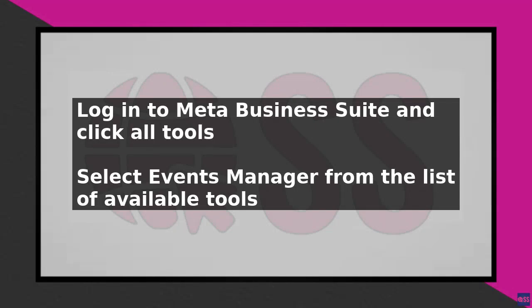To add Facebook Pixel to Squarespace, start by logging into your Meta Business Suite. On the left side, click on All Tools and then select Events Manager from the list. In the Events Manager, click on Connect Data and choose the type of data source you want to connect.